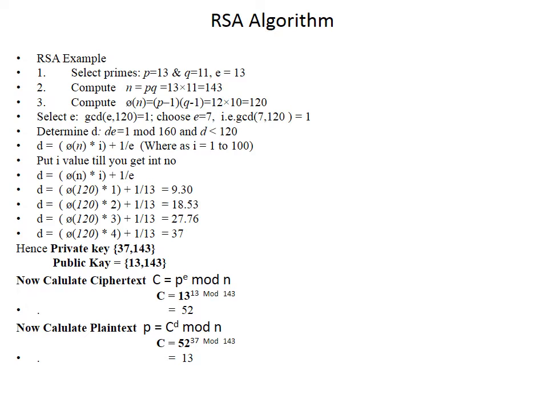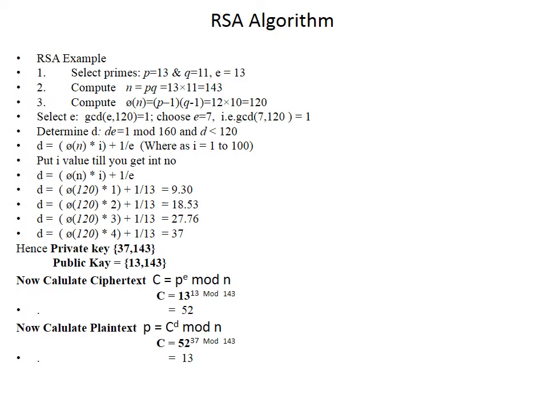We need an integer number, not a float number. So again put the value of i equal to 2. Phi of 120 times 2 plus 1 divided by 13 is equal to 18.53. Similarly, phi of 120 times 3 plus 1 divided by 13 is equal to 27.76, which is also not an integer number. Then if we take i equal to 4, then phi of 120 times 4 plus 1 by 13 is equal to 37. So this is your D value.